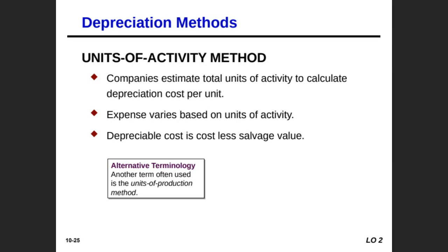So what we need under this method, the first thing you need, is the total unit of activity. Now, what is the total unit of activity? This is what we are going to do. And the rest of the method is the same. So first you have the depreciable cost. Another name you sometimes use is the unit of production method as well. It is the same thing.